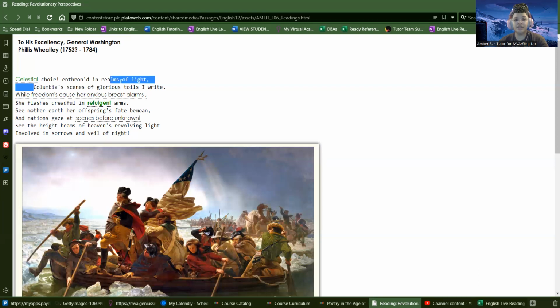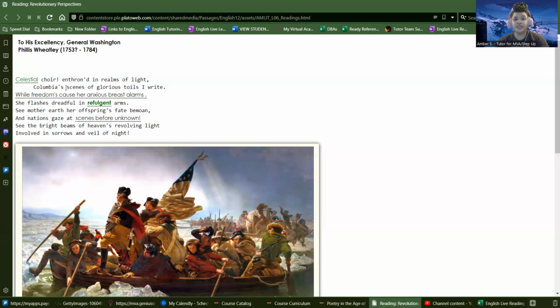Columbia's scenes of glorious toils I write. She's addressing the celestial choir and telling them that she's writing about Columbia's scenes of glorious toils. So toil is a word that means work. When you are toiling away, it means you're working hard, right? So if we're talking about a glorious toil, we're talking about a glorious work. This is work effort that people are putting in. So she's writing about the work of Columbia or America.